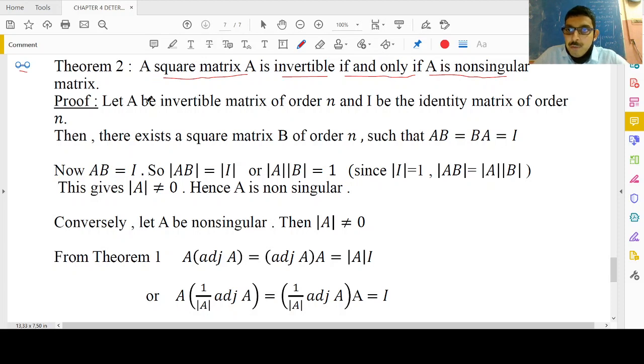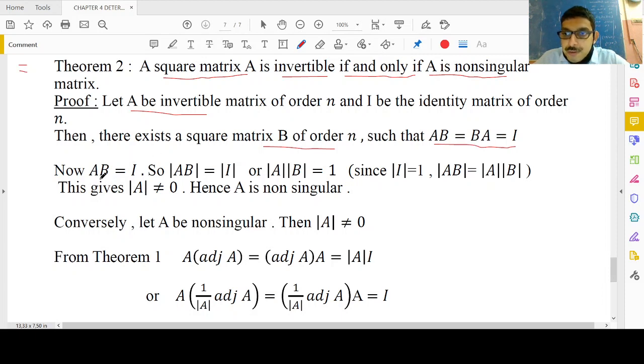So first we will assume that A is invertible. We will prove in the direct way, that is A is an invertible matrix. Then we have to prove that A is non-singular. Now since A is an invertible matrix, there exists a square matrix B of the same order such that AB equal to BA equal to identity. This is from the definition of inverse of a matrix.